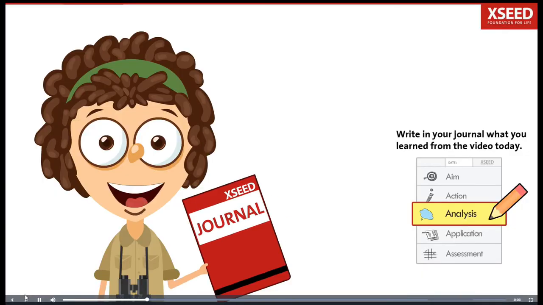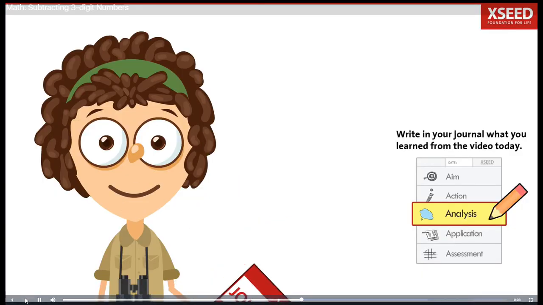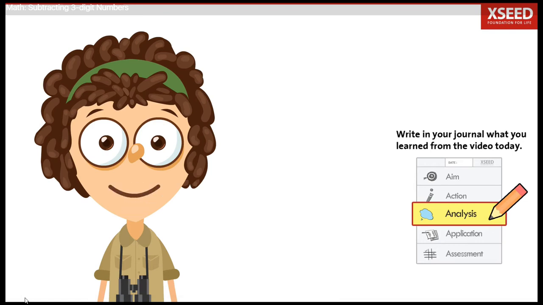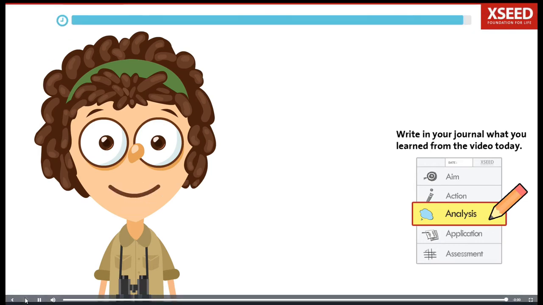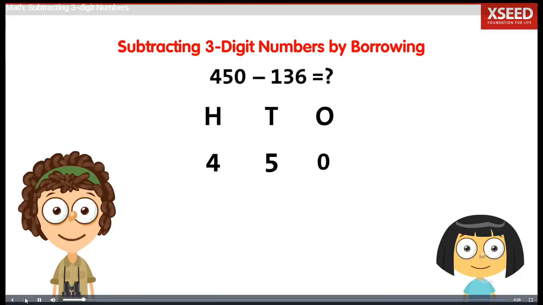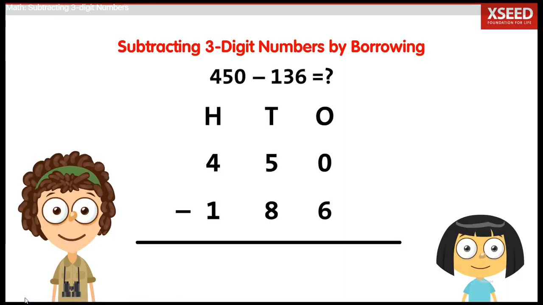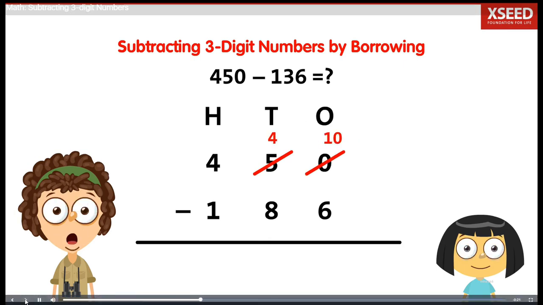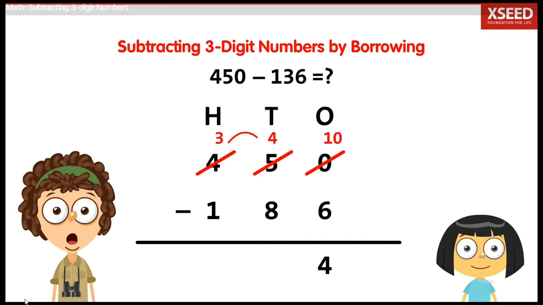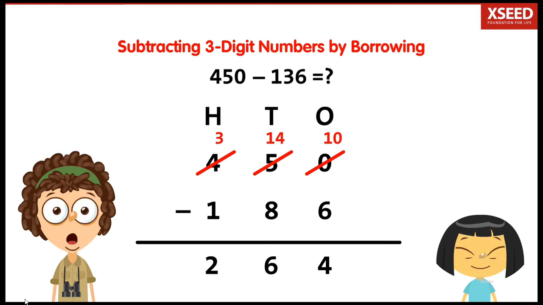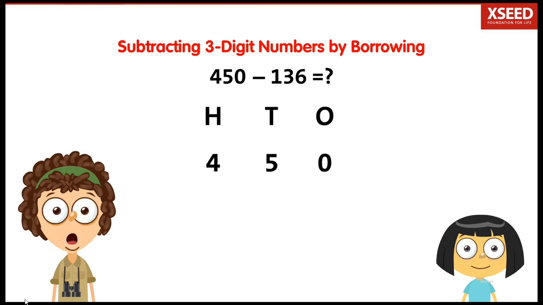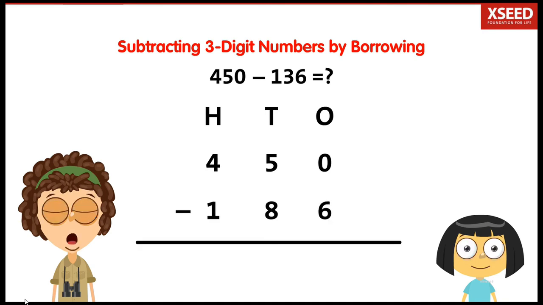In the analysis section of your journal, write what you learned from the video. Today, we learned to subtract 3-digit numbers using the column method by borrowing from tens and hundreds. In the subtraction of two numbers, we borrow ones from tens and tens from hundreds when the number of ones and tens to be subtracted is more than the number of ones and tens to be subtracted from. We will now solve a problem. But before that, let's watch Cool Talk again.